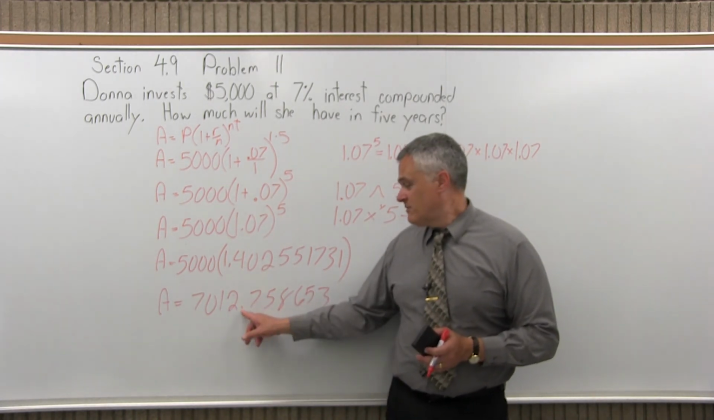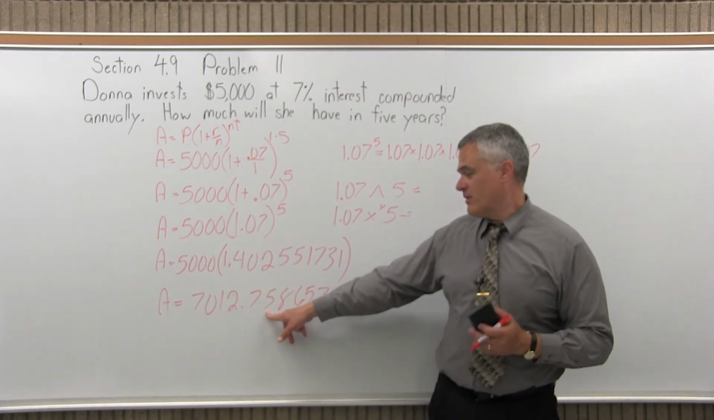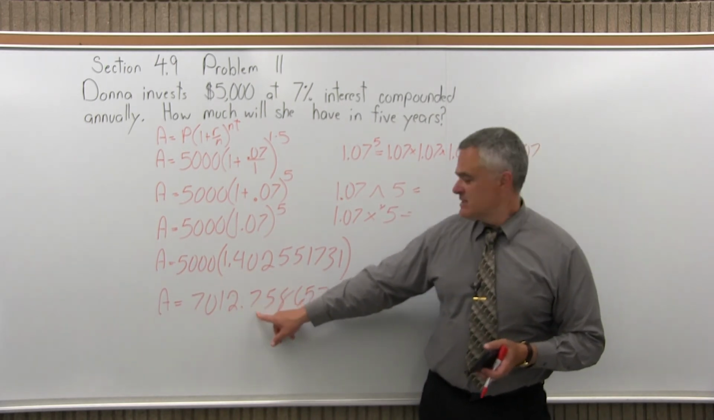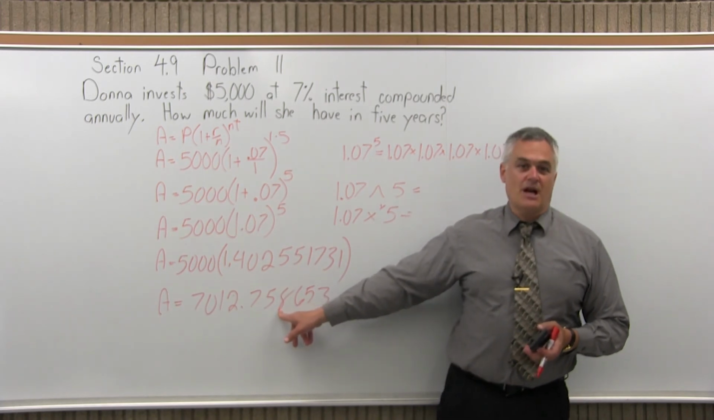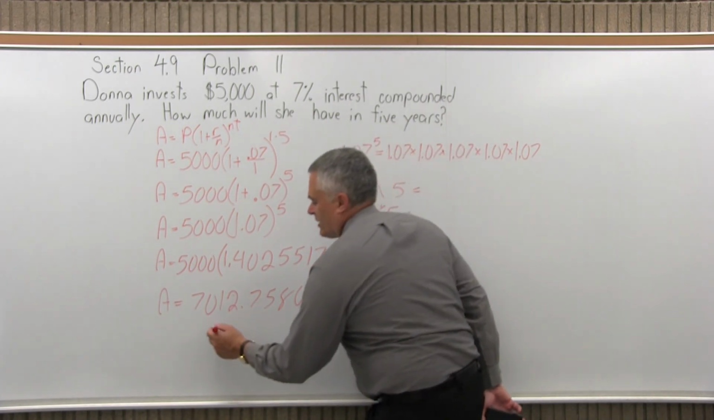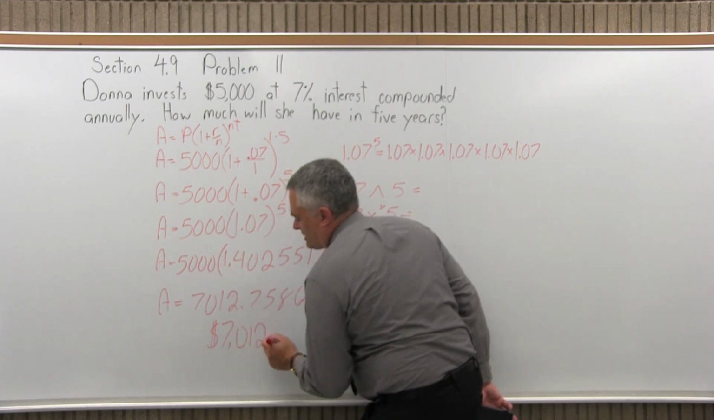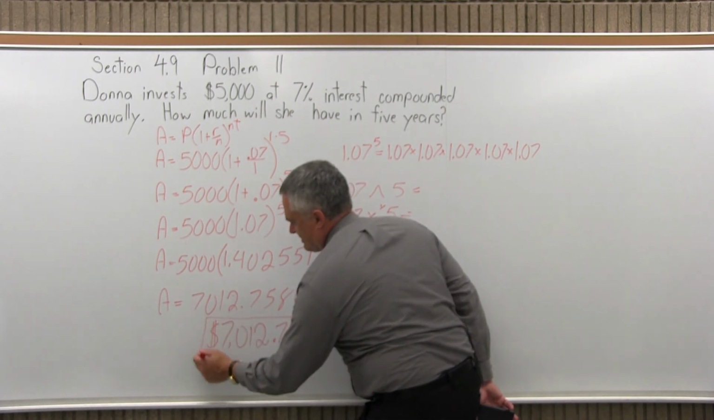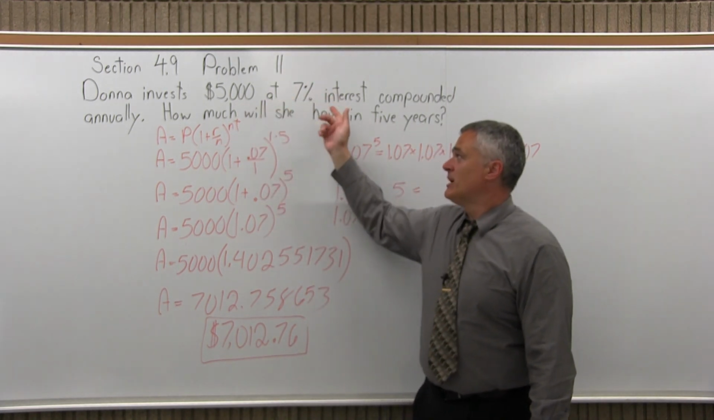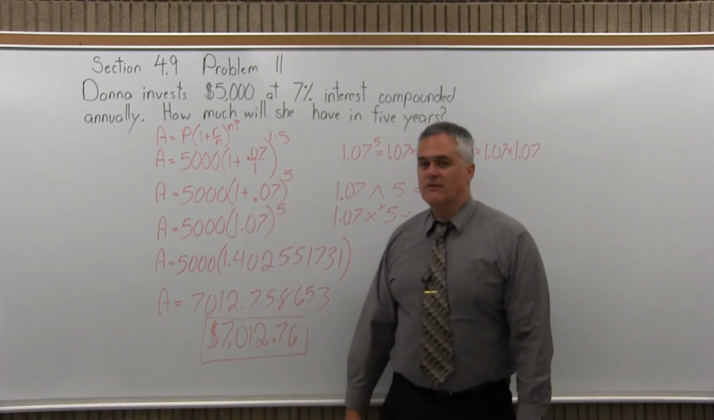In terms of money, going more than 2 places after the decimal has no meaning. I want how many cents. And the question is, will this stay at 75 cents, or do I round it up to 76? Because of the third digit out being as large as it is, an 8, I am going to round this up to 76 cents. So my final answer, and because it's money, I'll use a dollar symbol, is $7,012.76. And that's the answer to the question. So Donna invests $5,000 now at 7% compounded annually. After 5 years, that $5,000 will grow to $7,012.76.